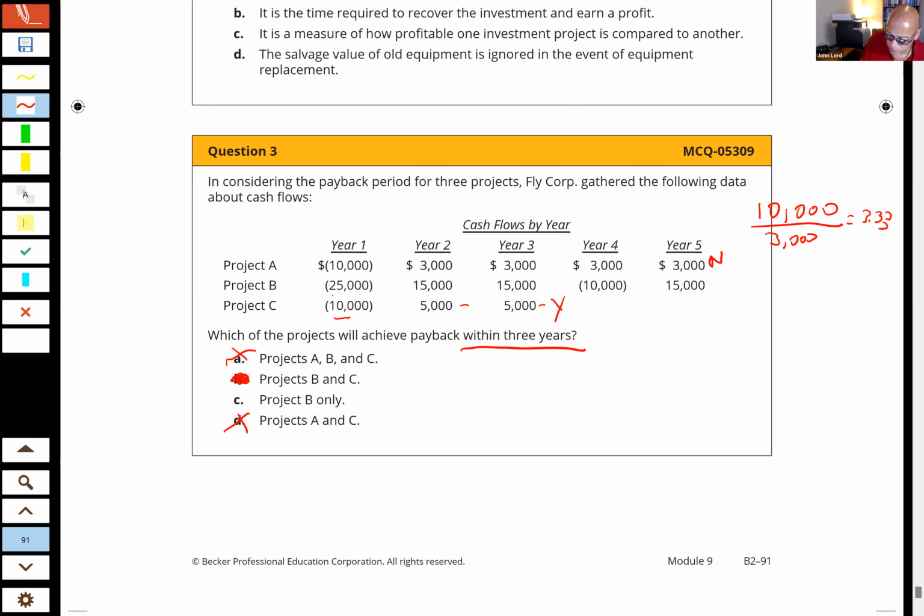Project B: 15,000 in year 2, 15,000 in year 3. By the end of year 3, we've got 30,000, and we only put in 25. So we confirm that project B is correct. Question?